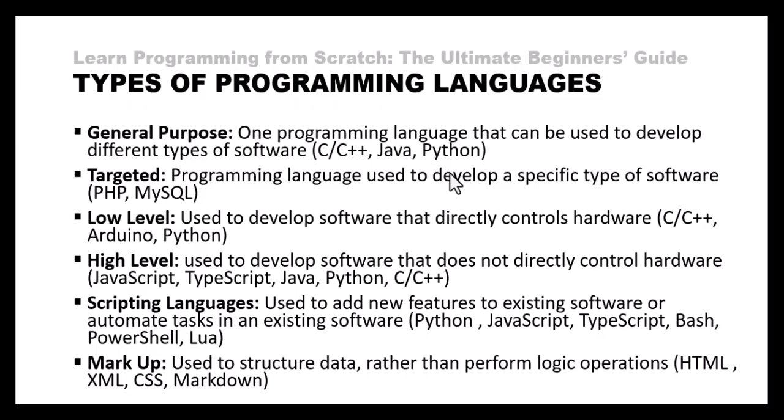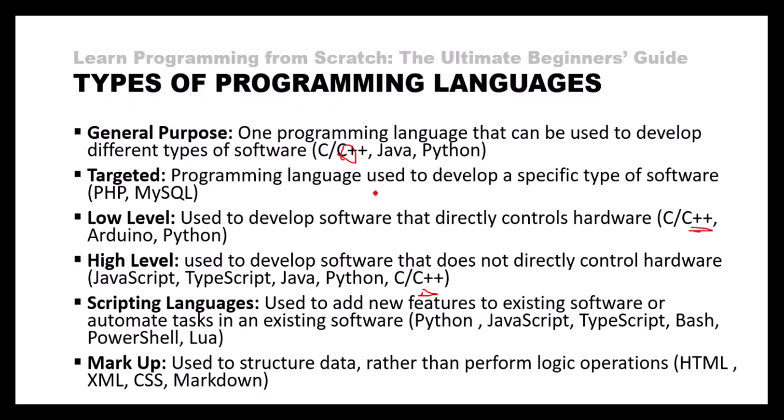Okay, so one thing you should look out for is that if you notice here, C++ is listed as a general purpose programming language. Here it is listed as a low-level programming language. Here it is listed as a high-level programming language. It can even be used as a scripting language in some softwares, but it's not very popular for that use. So one thing you have to understand is that one programming language can belong to more than one category. Okay, that's also one thing you should look out for.